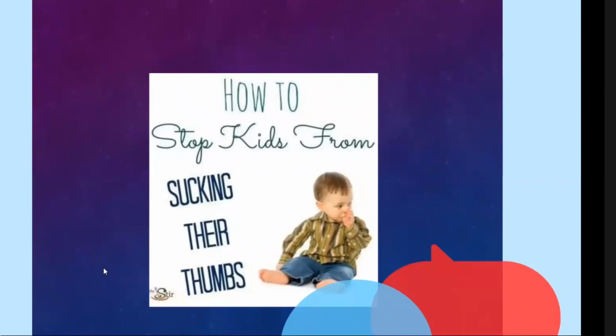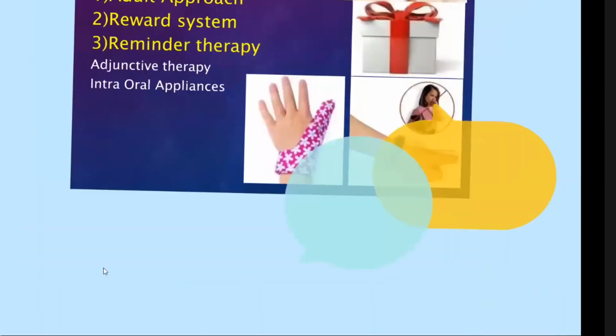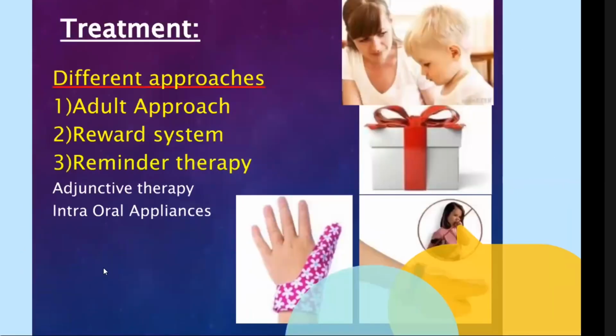For the stoppage of the habit, as I said in the start, this is a signature mark of some psychological disturbance in the preschool phase. So you have to address the patient and start dealing with the child as an adult. So we have basically three different approaches for the management of the thumb sucking patient. One is the adult approach.